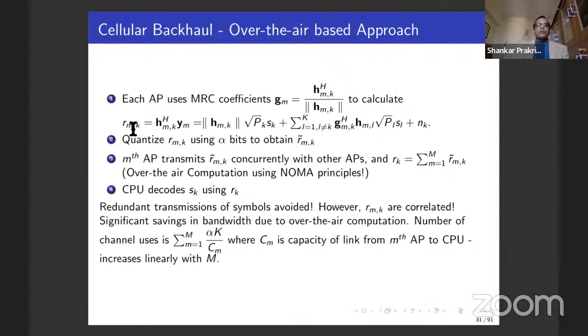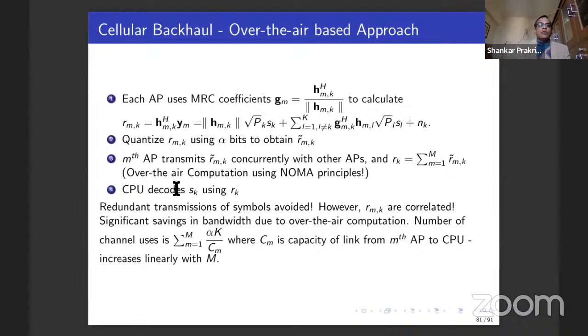Right? Then you have these r_mk. But what you do, you quantize this r_mk using alpha bits, okay, and get r tilde mk, that you transmit, right? And you have so many access points, right? The mth access point transmits r tilde mk concurrently. That's very important. Over-the-air computation: we're going to transmit these alpha bits of r tilde mk, all of them concurrently, to the central processing unit. You're going to get a weighted sum. Using this weighted sum, the CPU decodes s_k and r_k.